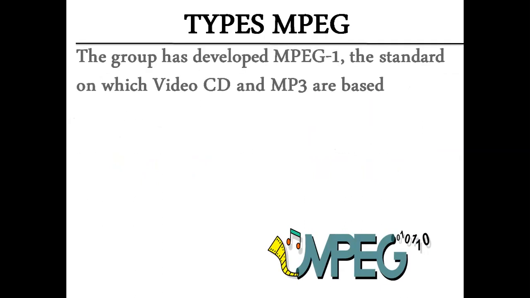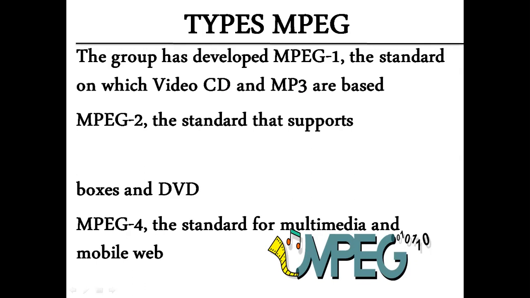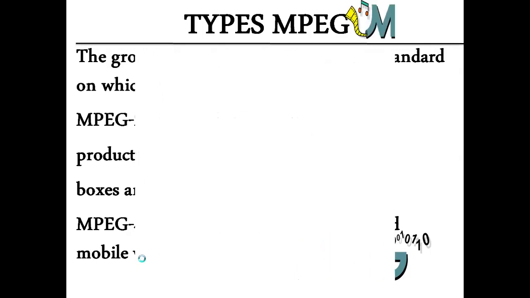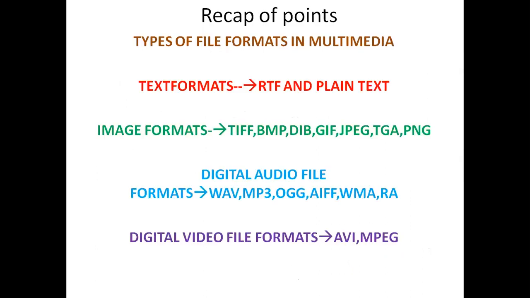We have different types of MPEG. MPEG-1, which is used in CDs and MP3s. MPEG-2, which supports digital television set-top boxes and DVD. MPEG-4, which is used for multimedia and mobile web. MPEG-7 for searching of audio and visual content. Simply, MPEG is the standard for digital video and audio compression.